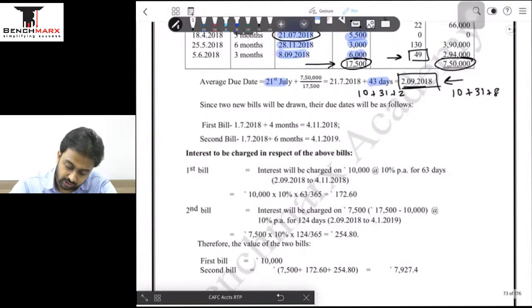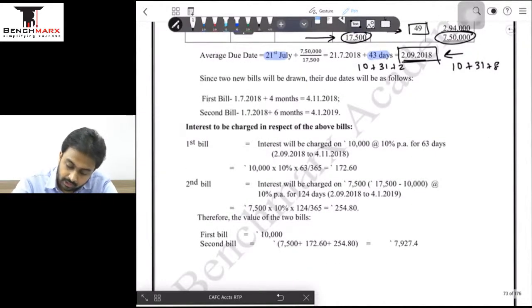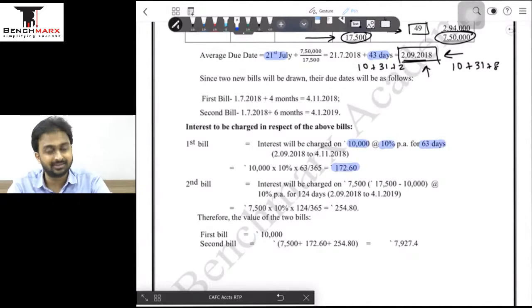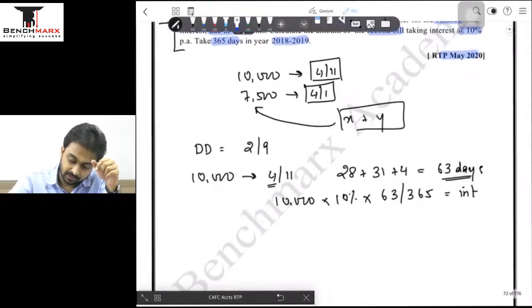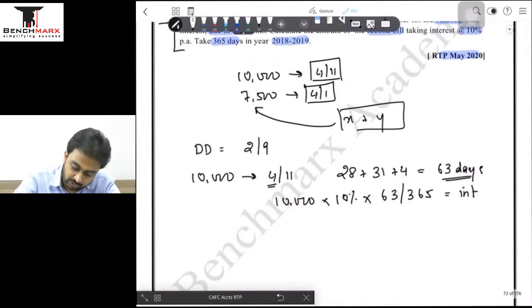Let us see what the sum must have done. The same thing. Due date is 2nd of September. 10,000 at 10% for 63 days comes to 172.6. Okay, that is done. This is the interest component on the 10,000, because the payment is happening late for the 10,000 component. Now the balancing figure is 7,500.